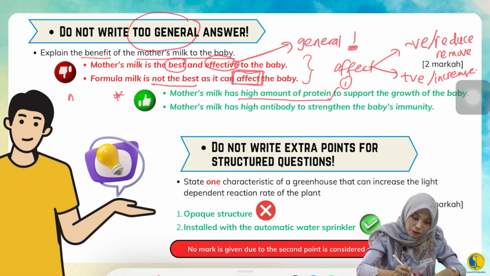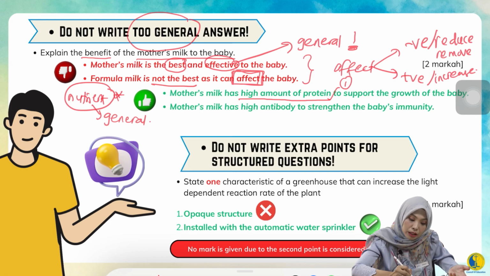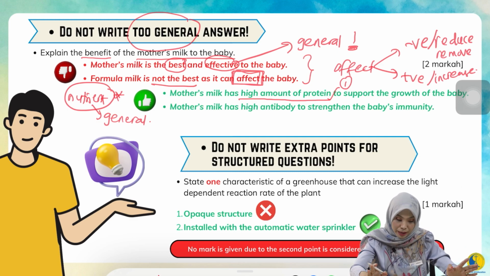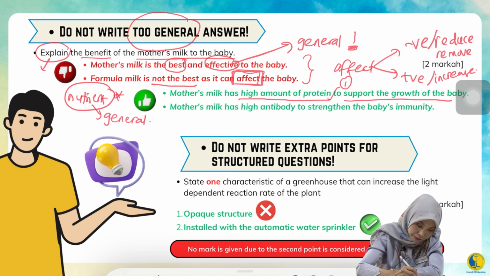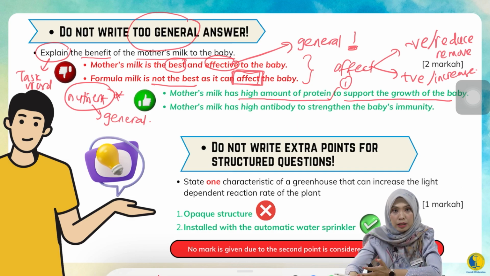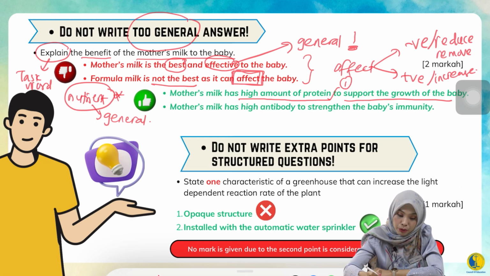Something I always reminded my students: instead of effect, another word they love to say is nutrient. I could say nutrient is very general. 'Mother's milk has high amount of nutrient.' By right, you already learned there are a few types of nutrient according to your food classes. It can be carbohydrates, protein, or lipids. So think properly which one is the best and specific answer. Then, 'to support the growth of the baby'. Because the task word is explain, you have to justify your answer: why it has high amount of protein, why it needs to be high in protein. So you need to tell that it is needed to support the growth of the baby.